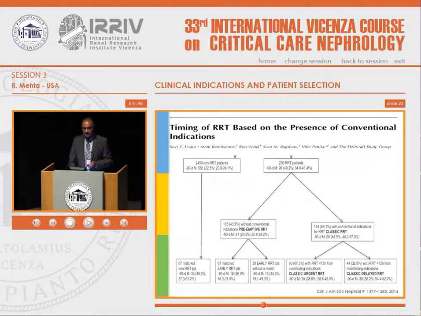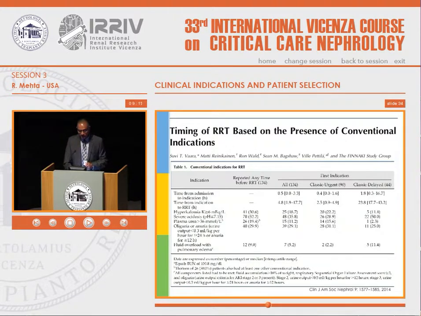So this is a study from Finland where they looked at all ICU patients and asked the question: how many patients got dialysis and did not get dialysis? And they stratified this patient population into those patients who got an early renal replacement therapy based simply upon the time to when they started, versus those patients who had classic urgent indications versus classic delayed indications itself. And what you recognize here is that when you look at the outcomes from the classic urgent and classic delayed, you can see that there are more patients who have more fluid overload with pulmonary edema in those patients who have classic delayed indications itself.